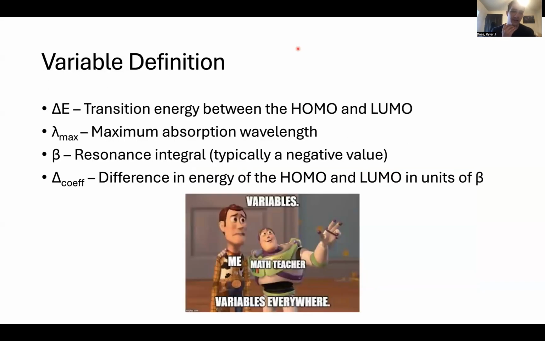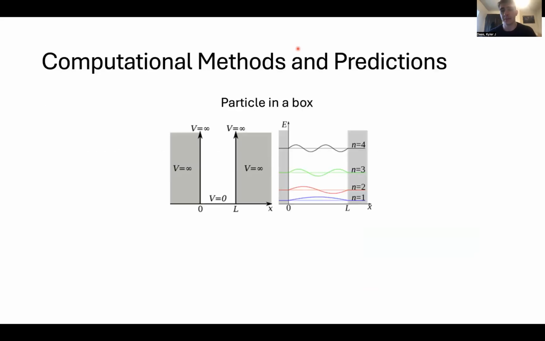Quickly going through variable definitions. Delta E is the transition energy between the HOMO and the LUMO. Lambda max is the maximum absorption wavelength. Beta is the resonance integral, which is used to calculate energy levels based on coefficients, which we'll see later. And delta coefficient is the difference in energy of the HOMO and the LUMO in units of beta. So quickly going through computational methods and predictions, our first one is the particle in a box.